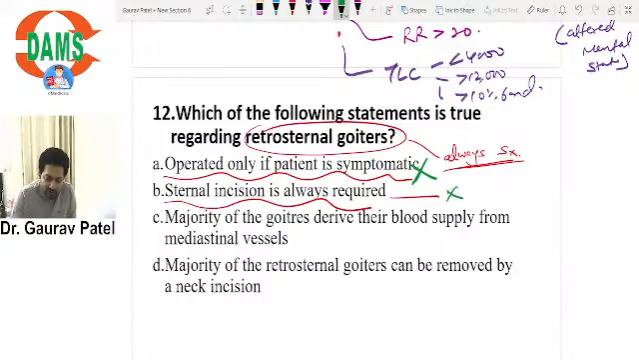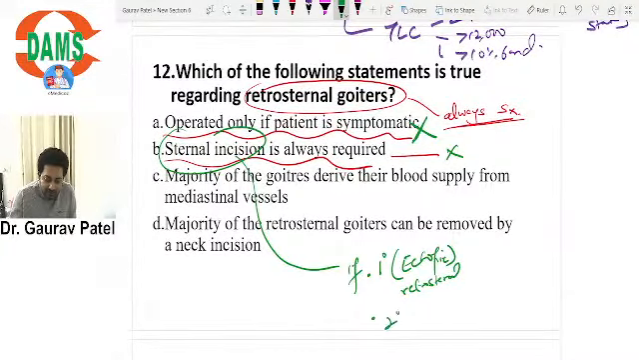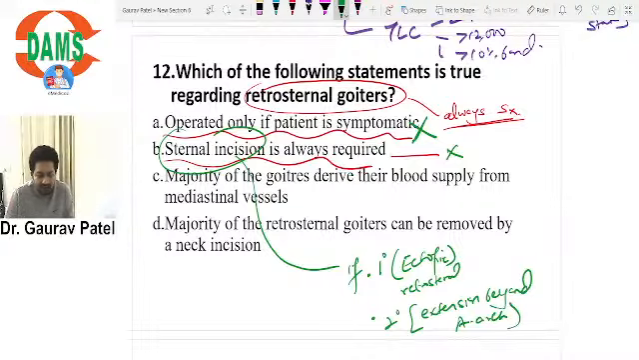This is also wrong. Sternal incision is required if it is a primary, or you can say ectopic, retrosternal goiter, or if there is secondary extension beyond the aortic arch, then only sternal incision is required. Otherwise, the majority of retrosternal goiters can be removed by neck incision. This is the correct statement.